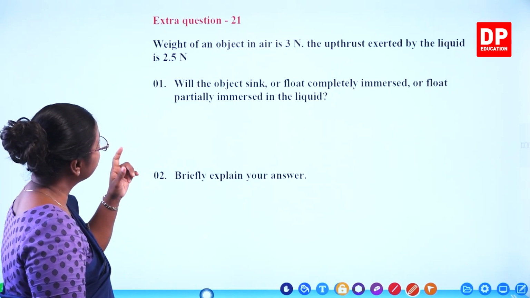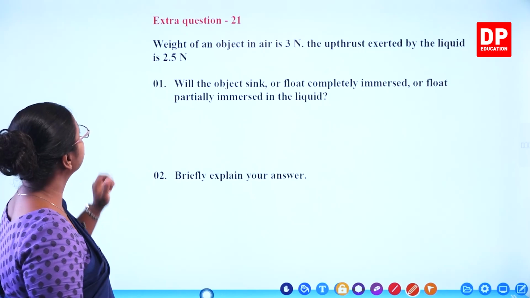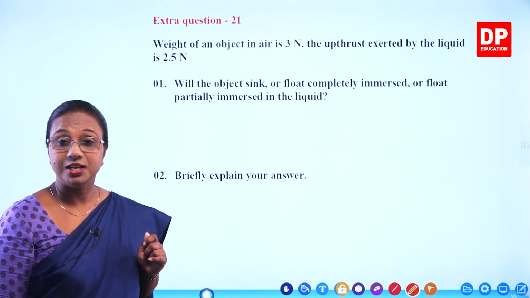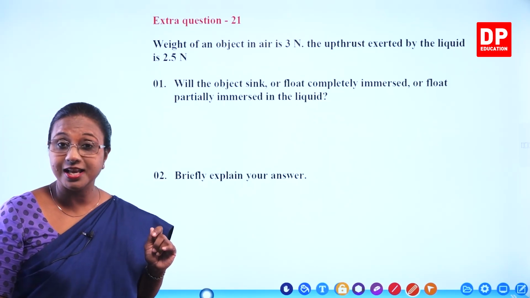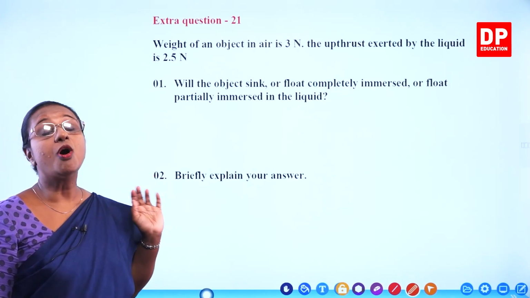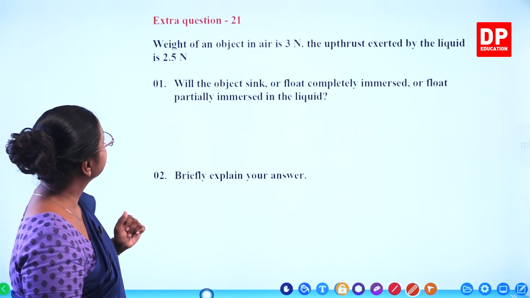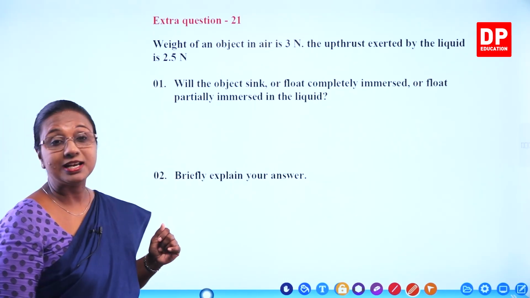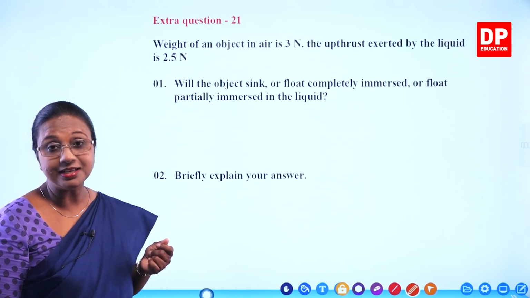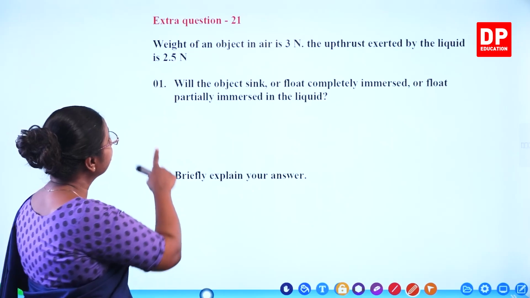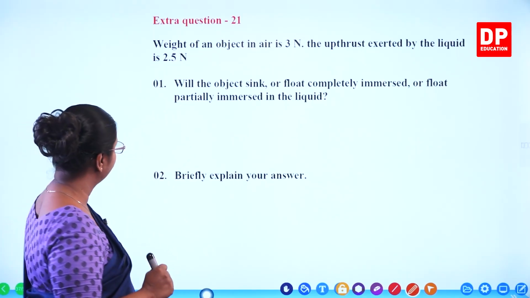Weight of an object in air is 3 newtons. The upthrust exerted by the liquid is 2.5 Newton. So again here you can see the weight of the object is greater than the upthrust. So you all know what will happen to the object if you put it into, here it is the liquid. They haven't said what liquid that is. So if you put it into that liquid, it will sink in the liquid. That you all know. When weight is greater than upthrust, the object sinks in the liquid.